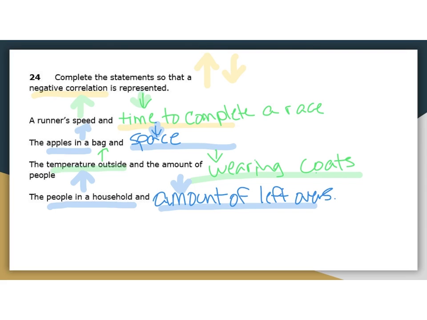Now, these are just some examples. Remember, when you're doing a correlation, you need two things that relate to each other. And if it's negative, you need one to increase and one to decrease.